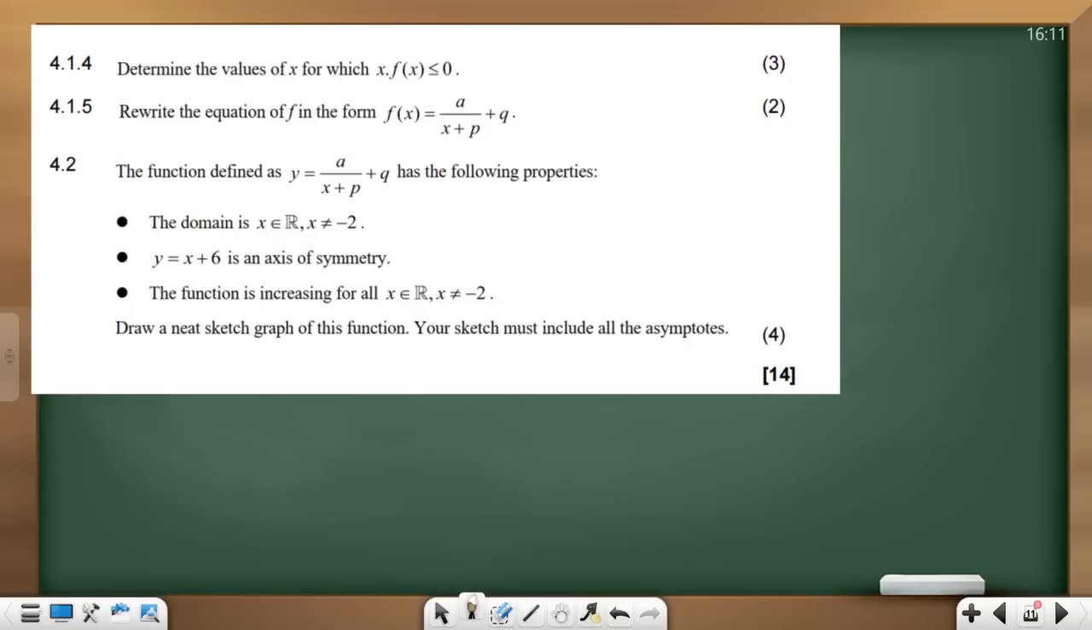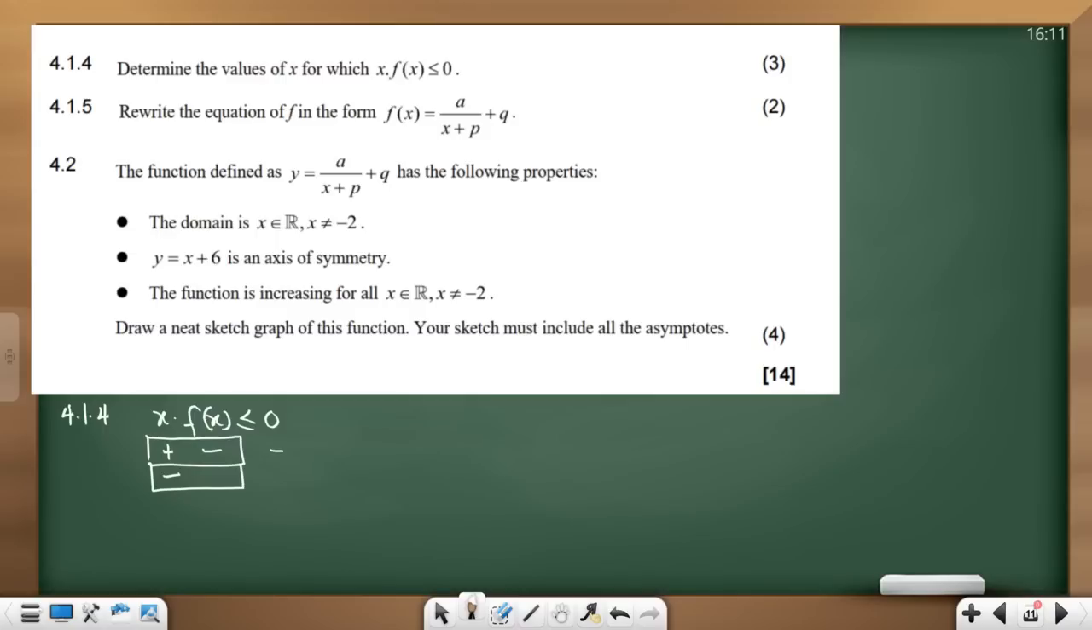Okay. Determine the values of x. A lot of learners don't know how to interpret this. 4.1.4. X multiplied by f of x is less than or equal to 0. Now let's interpret. Start interpreting from the right hand side. Less than or equal to 0. Okay, negative there. Is it fine? I have to multiply two things to get a negative. It means if this one is positive, this one has to be a negative.